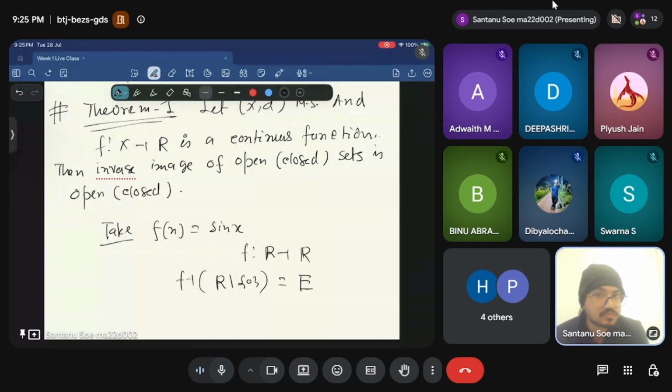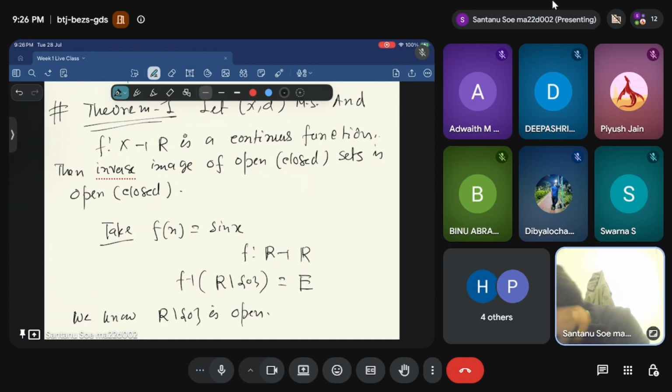Okay, I assume everyone has understood. So now you know that R minus 0 is open, correct? Because singleton sets in R are closed. So the complement, which is R minus 0, should be open. And by the above theorem, inverse image of an open set should be open.